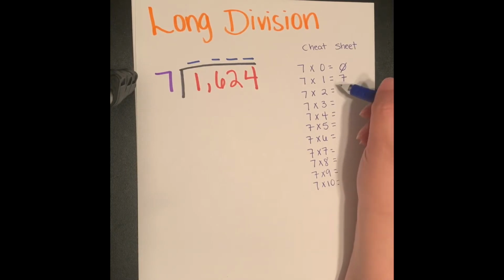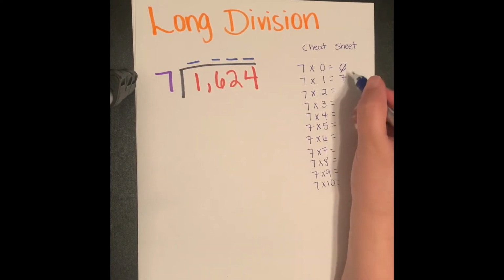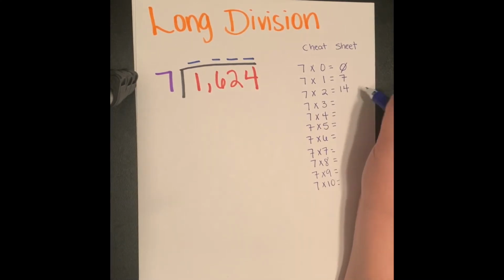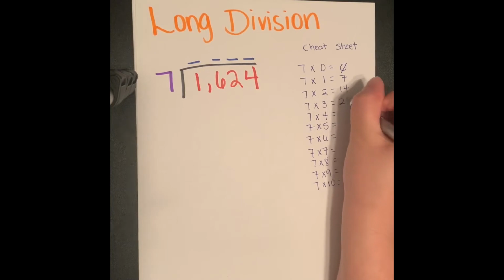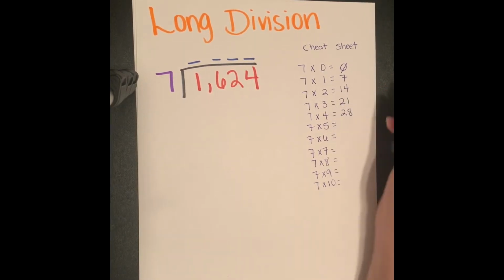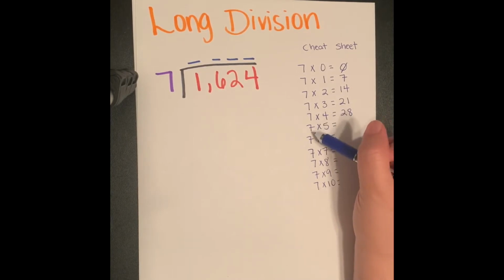Multiplication is repeated addition. For example, 0 plus 7 is 7. 7 plus 7 is 14. 14 plus 7 is 21. 21 plus 7 is 28. If you do know your facts, you can just say them out loud.